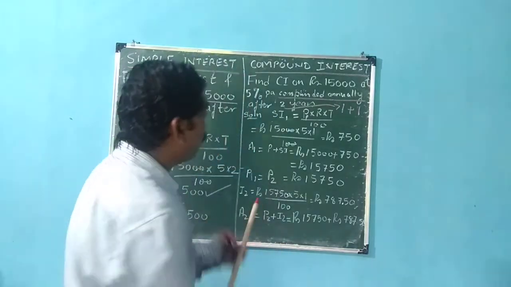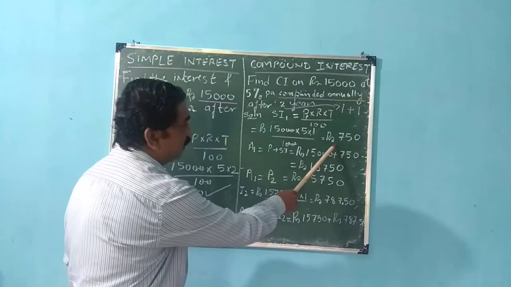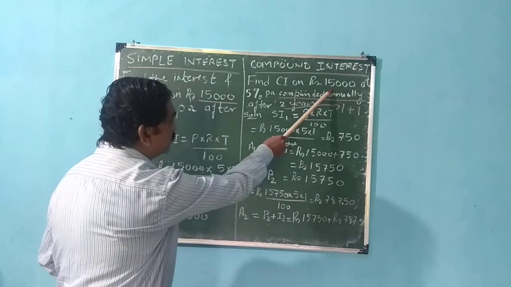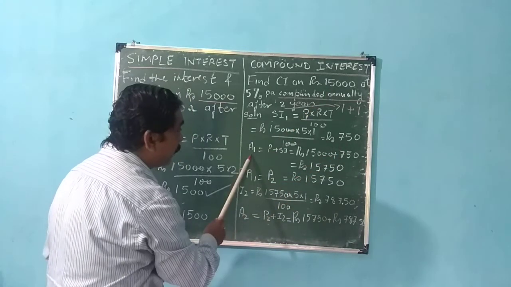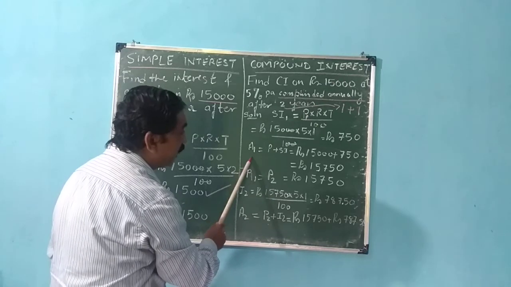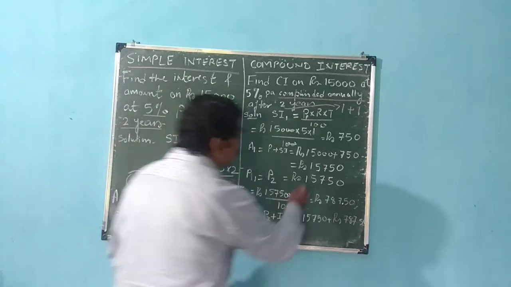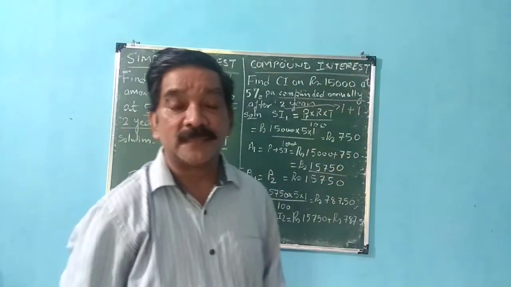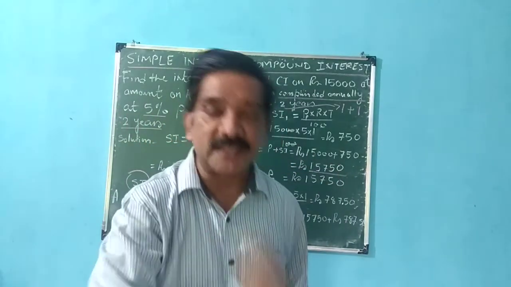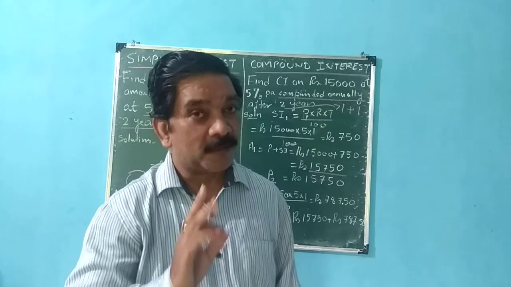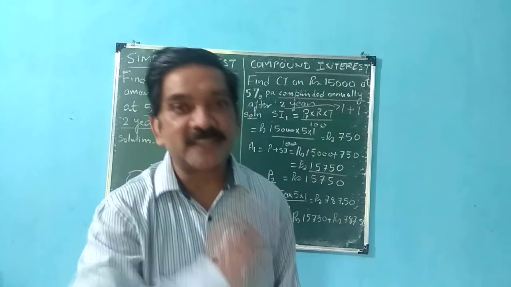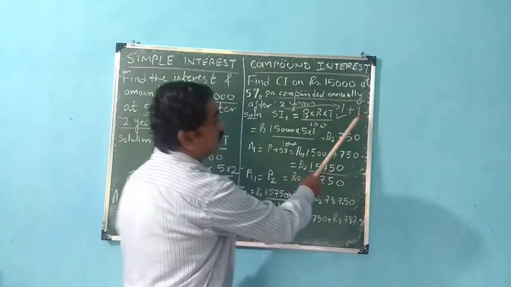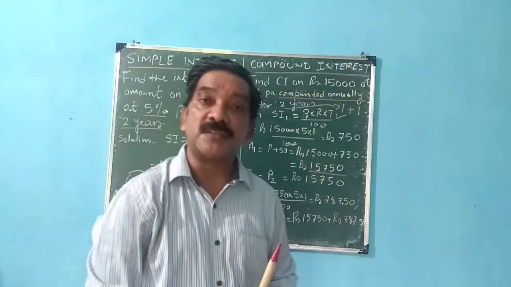Clear? Now you find out the interest. The interest is rupees 750. Add this money to this principal money, you will get amount. The amount is 15,750. This is the amount for the first year. But there is one more year left because we have done only for this year. We have to find out about the second year also.